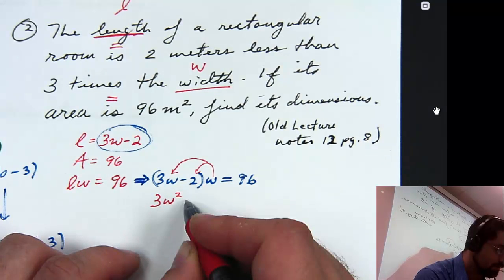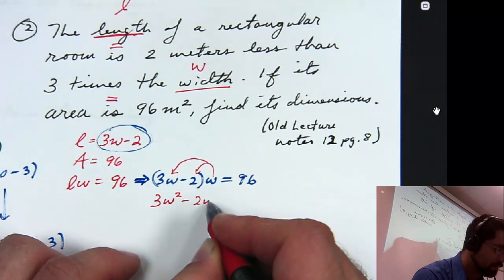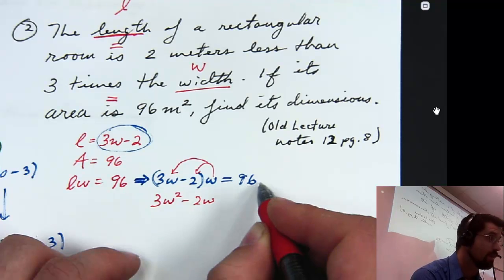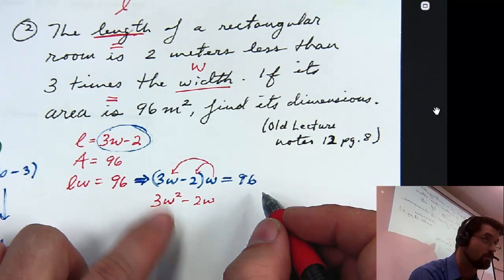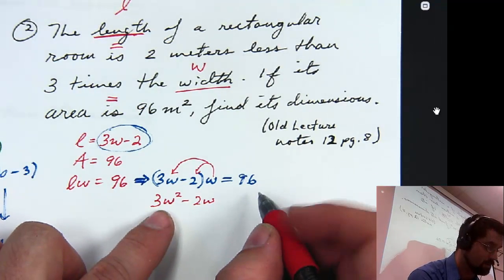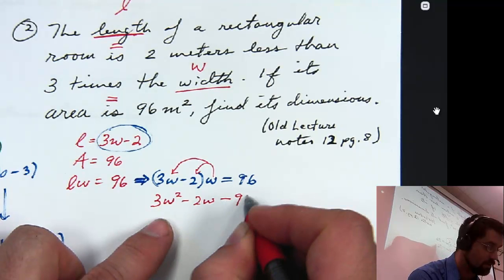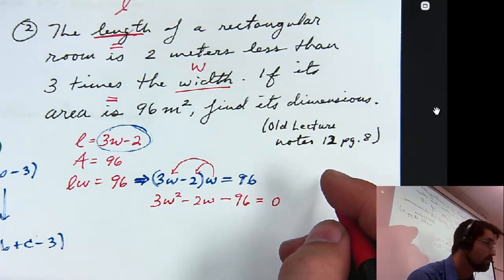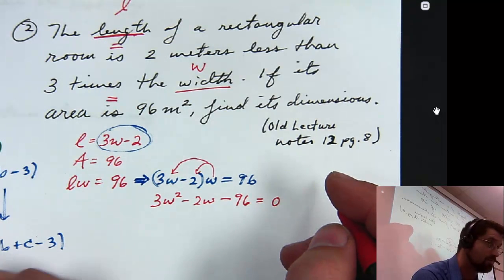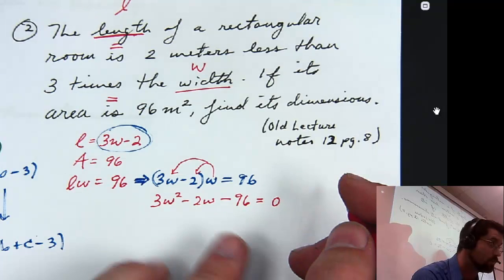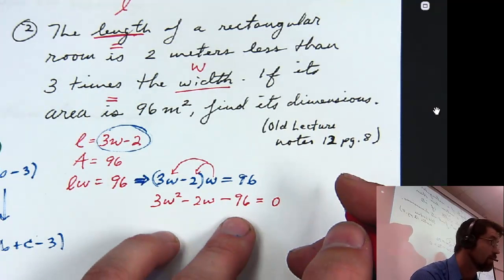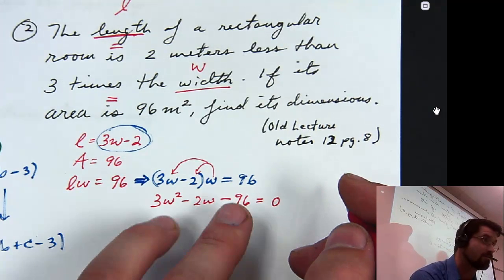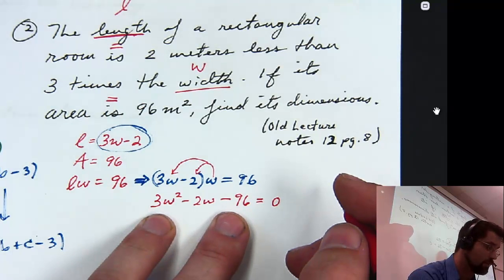There's my 3W squared minus 2W. And right now it equals 96, but I know I can't solve a quadratic unless it equals what? 0. Normally. And that's the only technique I've taught you so far, right? So zero product property, we have to have it equal to 0, and we have to break this up into a product so that we can apply that property. So we're going to have to factor this.